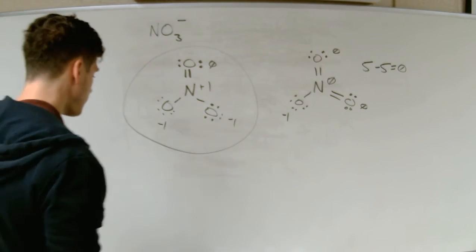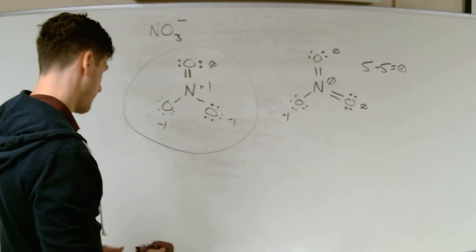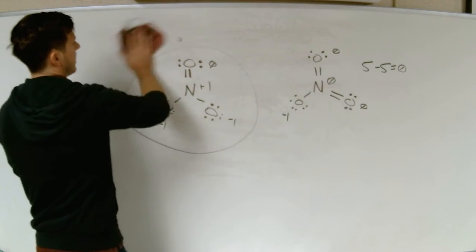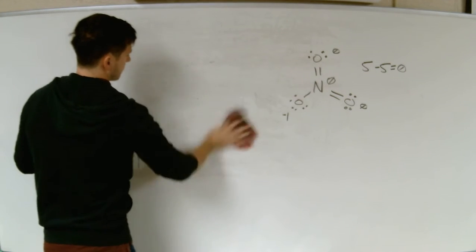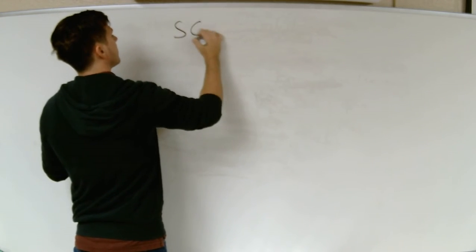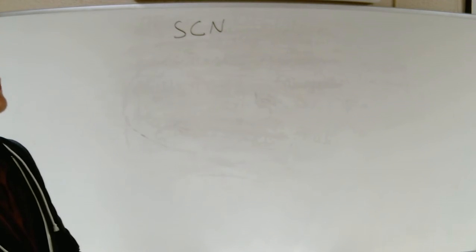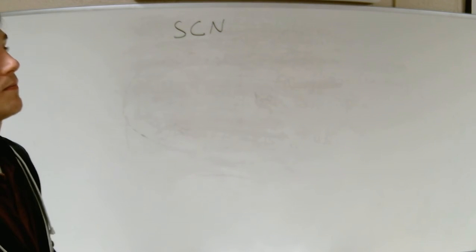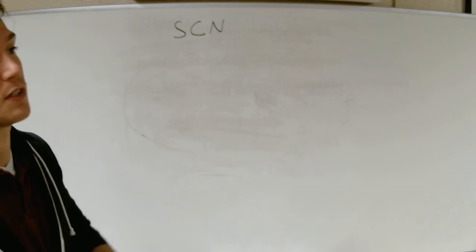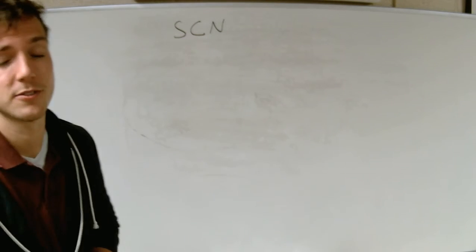Okay, let's do another one. Let's do SCN. Okay, so here we got 3 atoms. One of them needs to be in the center. Which one's going to be in the center? Usually the one that's least electronegative. Well, the one that's farthest left is carbon. So carbon's going to be our central atom.